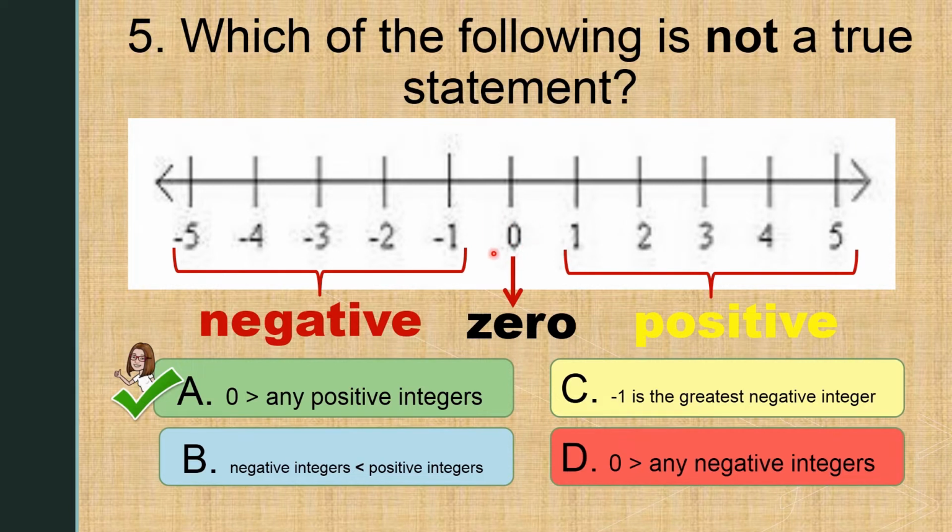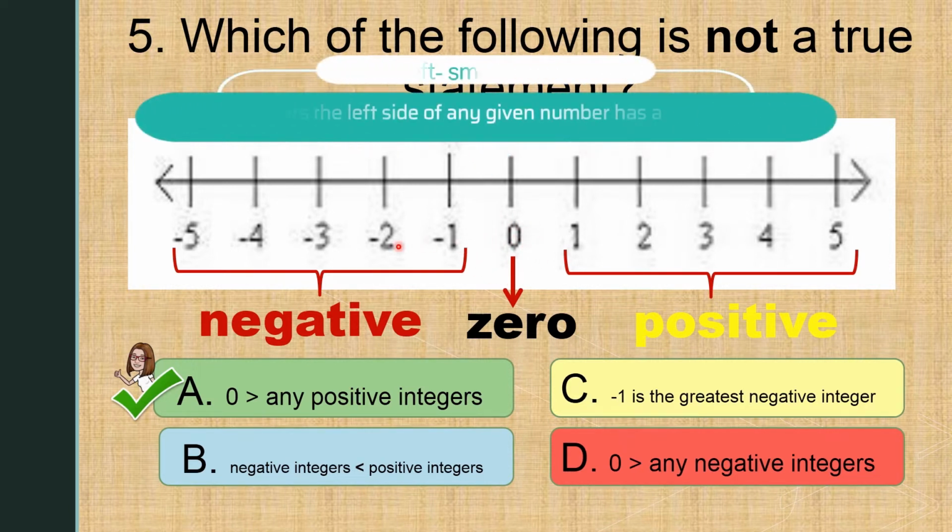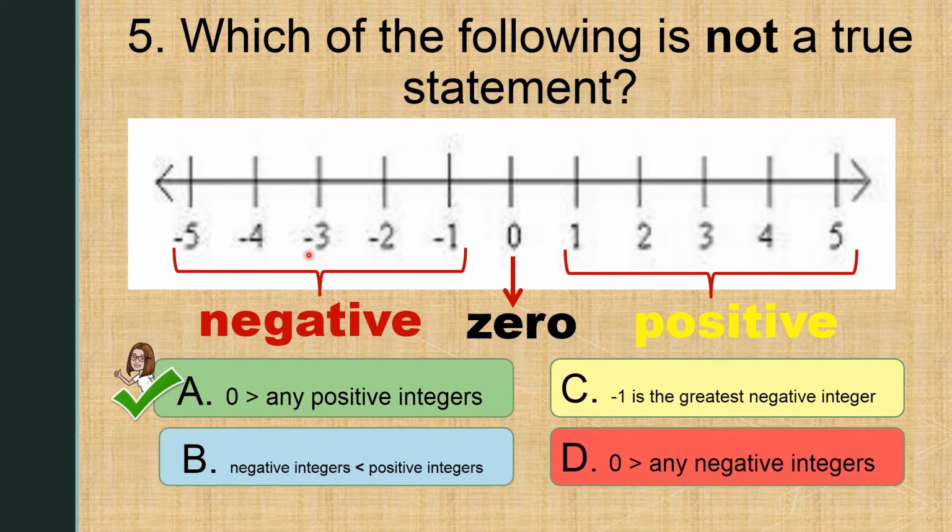Yes, actually if you are referring to any number, all the numbers to its left are smaller than it. So if the reference is 0, of course you know that all the negative numbers on the left side of 0 are smaller than it. It applies to any number. So if you refer to negative 2, all the numbers on its left are smaller than it.